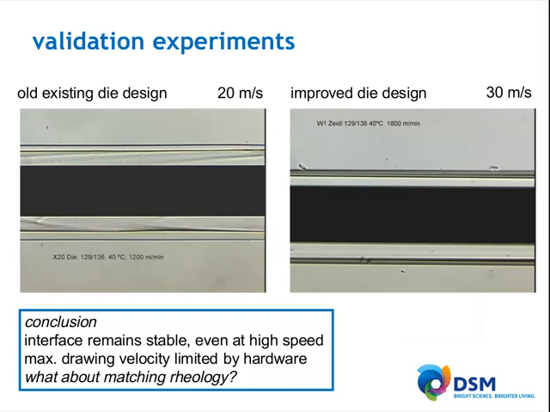And the next step is, of course, we have to validate those analyses. So we have now given guidelines. We've made the coating die, but we have to validate that. And what we typically see is if we take an old existing die for these two resins, primary and secondary, we indeed see this hook effect back with a certain wavelength in the left picture at 20 meters a second.